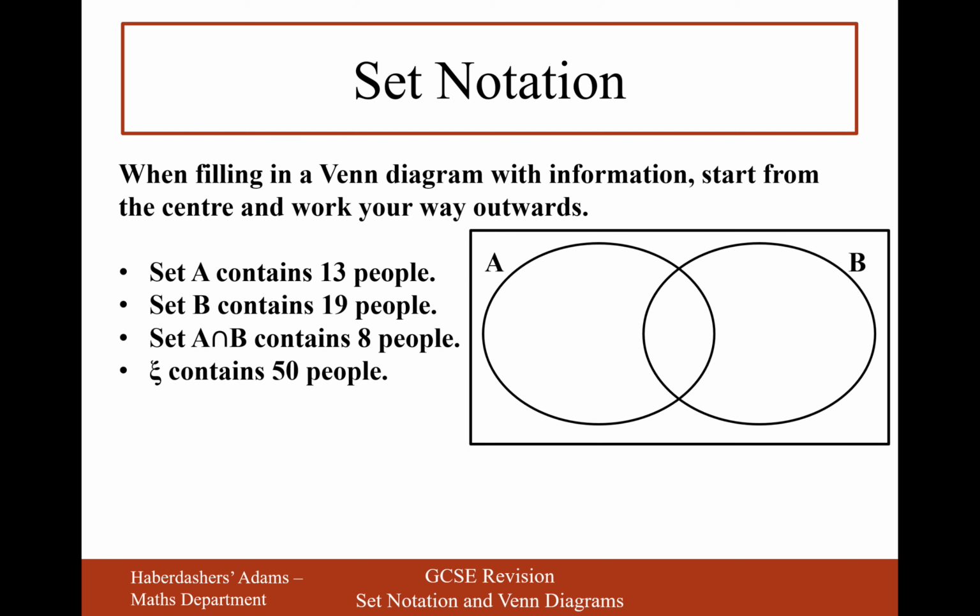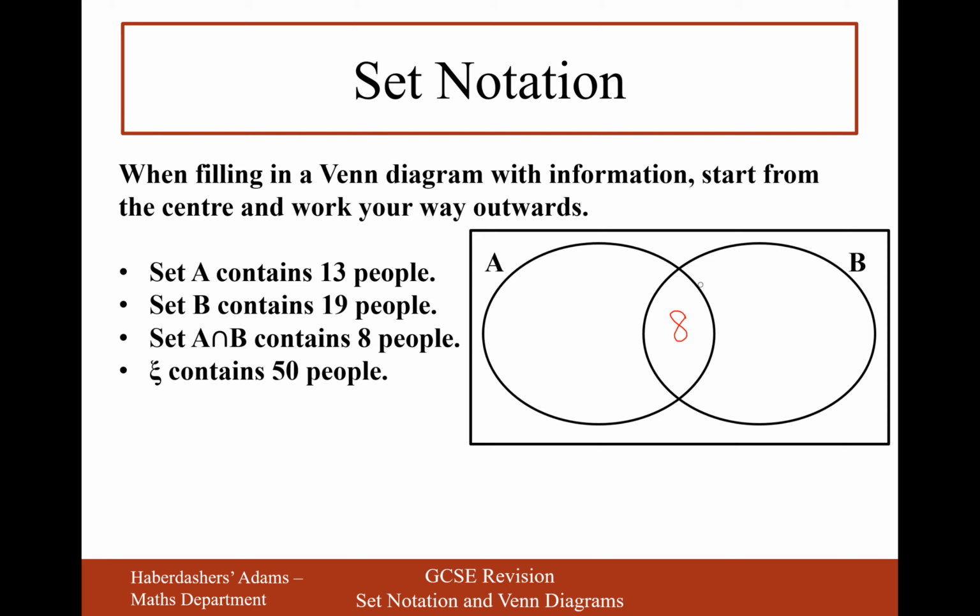Another point you must remember when filling in a Venn diagram, if you're given some information, is to start by working from the centre and work your way outwards. So let's say the set A contained 13 people, set B contains 19 people, and the intersection of A and B contains 8 people. That's where I would start. I'd start with 8 people here.